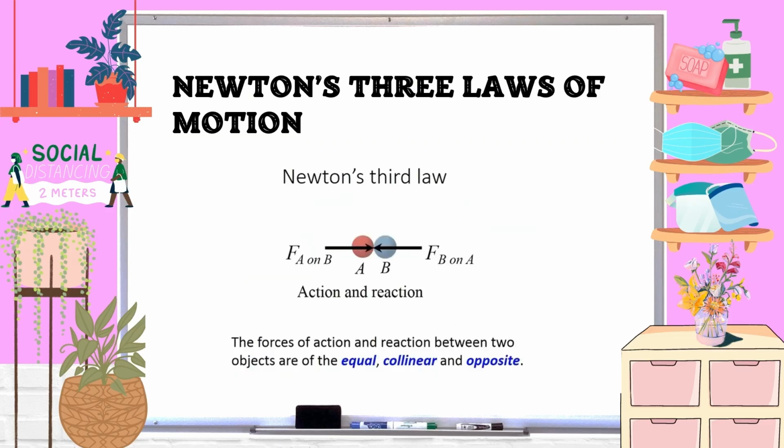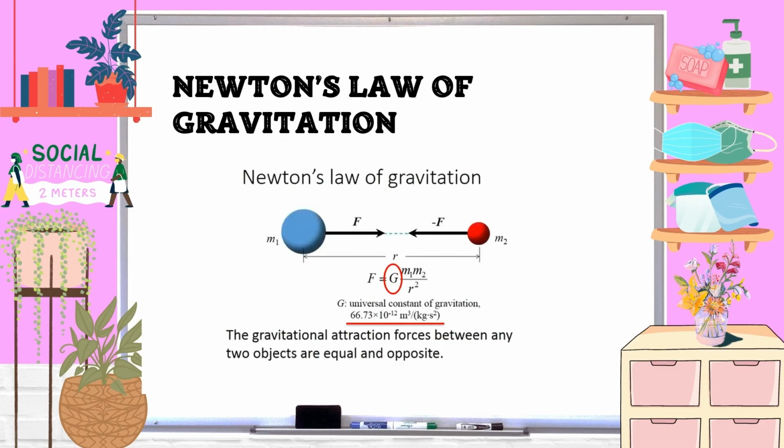We know that Newton's third law of motion means that if there's an action, there comes a reaction. The forces of action and reaction between two objects are equal, collinear, and opposite. In Newton's law of gravitation, the gravitational attraction forces between any two objects are equal and opposite.